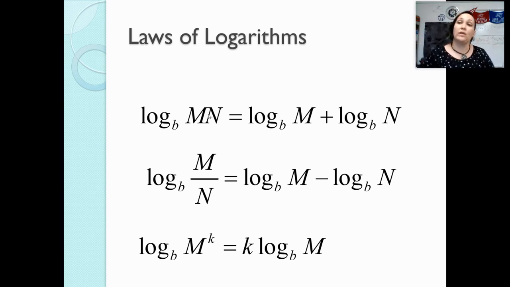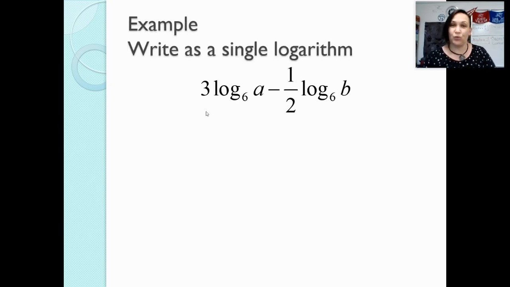That means that we're going to go in the other direction. So we're going to take our two pluses and we're going to squish them into a multiplication. We're going to take our minuses, we're going to squish them into division. In each of these problems, you're going to start with multiple logs, and then in our final answer, we should only be writing the word log once. So that's what the directions say, write as a single logarithm. This is also known as condensing.